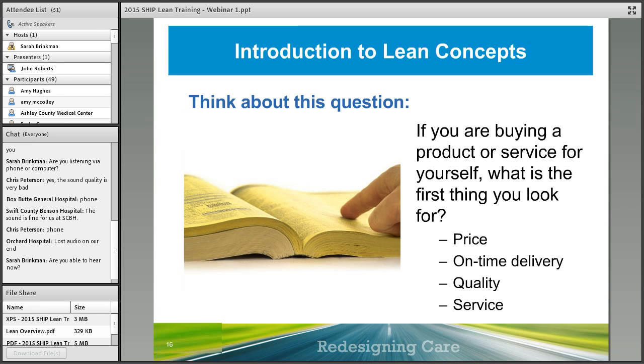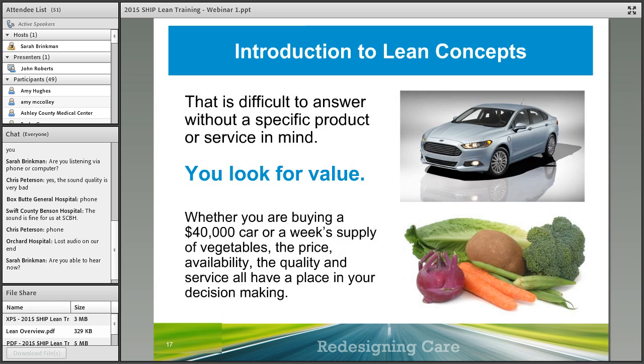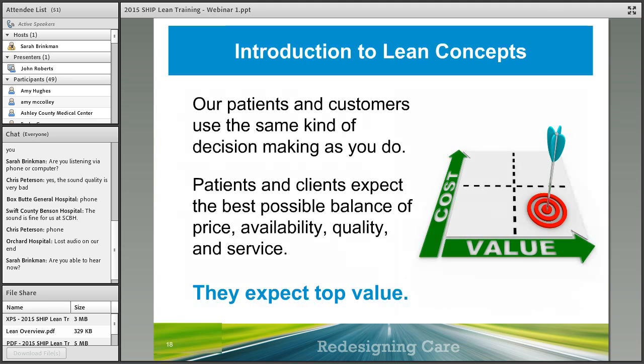So think about this question. When you're buying a product or service, what's the first thing you look for? You look for price, you look for on-time delivery, you look for quality, you look for service. All those things are important when we're looking at purchasing some kind of commodity or service, whether it's a $40,000 car or just going to the local grocery store. We all look for value when we're purchasing those types of items.